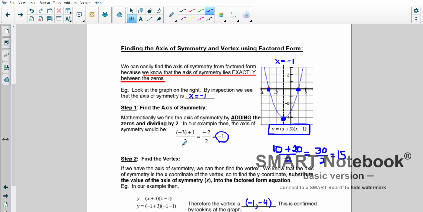So just to verify here, I'm taking the 0, negative 3, adding it to the other 0, which is 1, and dividing it by 2. You get negative 2 over 2, which is negative 1. So I now know the axis of symmetry.